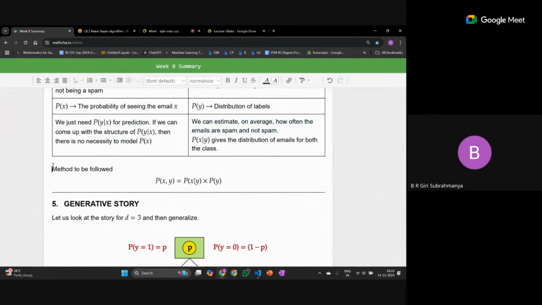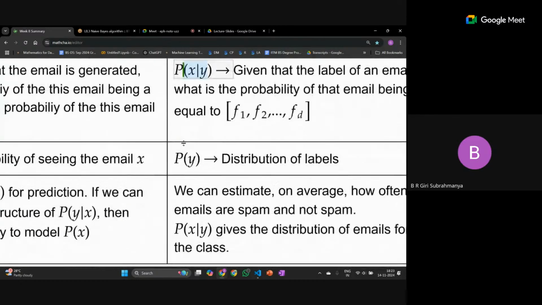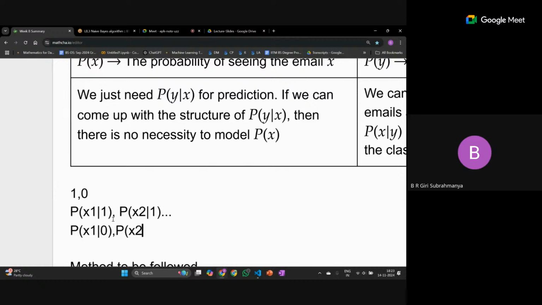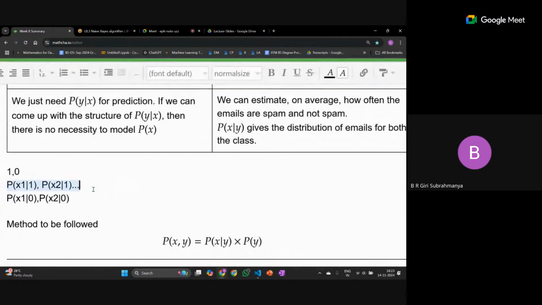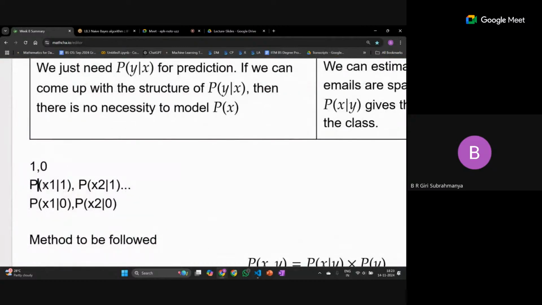there are two classes, class 1 and class 0. For every email, for P of x1, we are going to model P of x1 given 1, that is P of x given y, which will be P of x1 given 1, P of x2 given 1, and so on. Similarly, we'll also model P of x1 given 0 and P of x2 given 0. Like this, for all the n data points, we have the distribution of the emails for both the classes. For class 1, we have the distribution of emails, and for class 0 also, we have the distribution of emails.